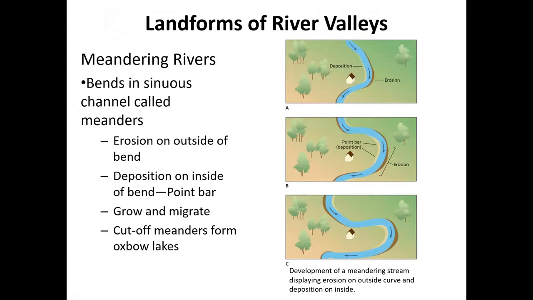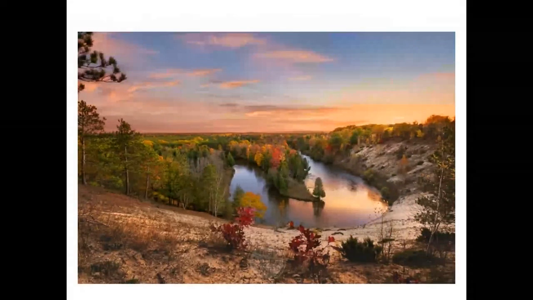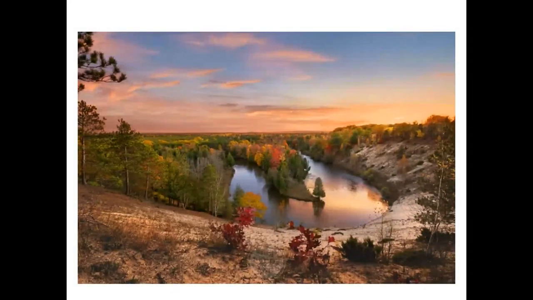Occasionally, you can have a curve that gets cut off from the main part of the river, and that can form an oxbow lake, which we'll see in a moment. This is an example of a curve in the river, in the Manistee River. These curves, if they're sharp, are often called oxbow curves. I went backpacking here. This is along the Manistee River on the North Country Trail.